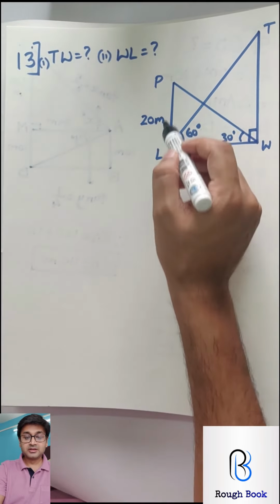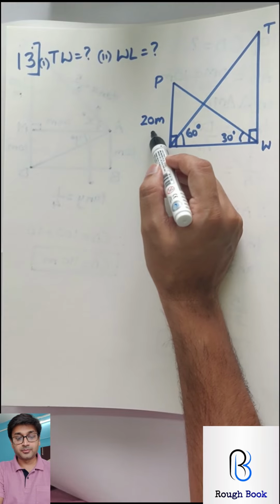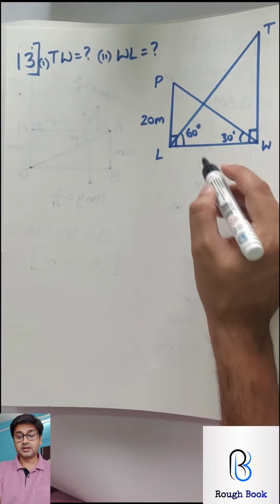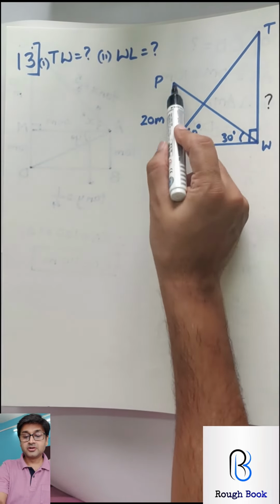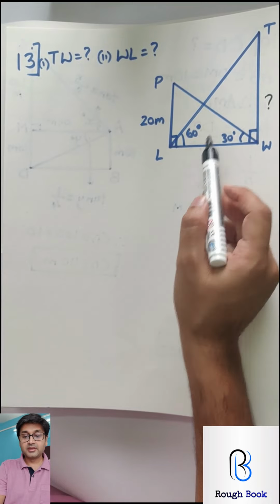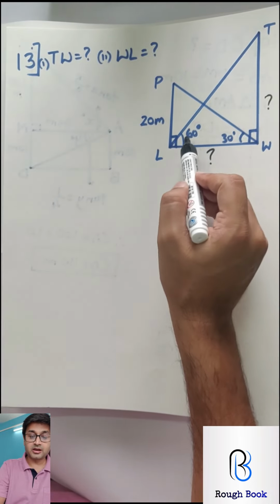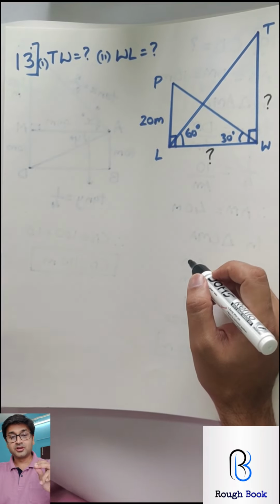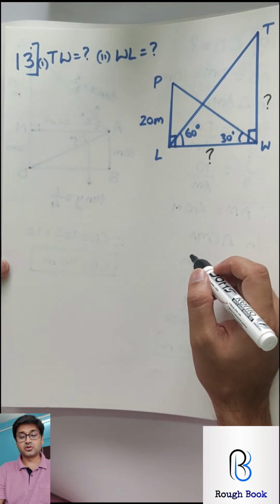Try it out. This is given to you as 20, the height of the pillar. Your target is to find the height of the tower and the distance between the pillar and the tower, these two things. So first take this triangle, apply tan 30 and get WL. Then take this triangle, use WL, apply tan 60 and get TW. What big deal? Only the diagram you should get. Once you got the diagram, you can sort any sum.